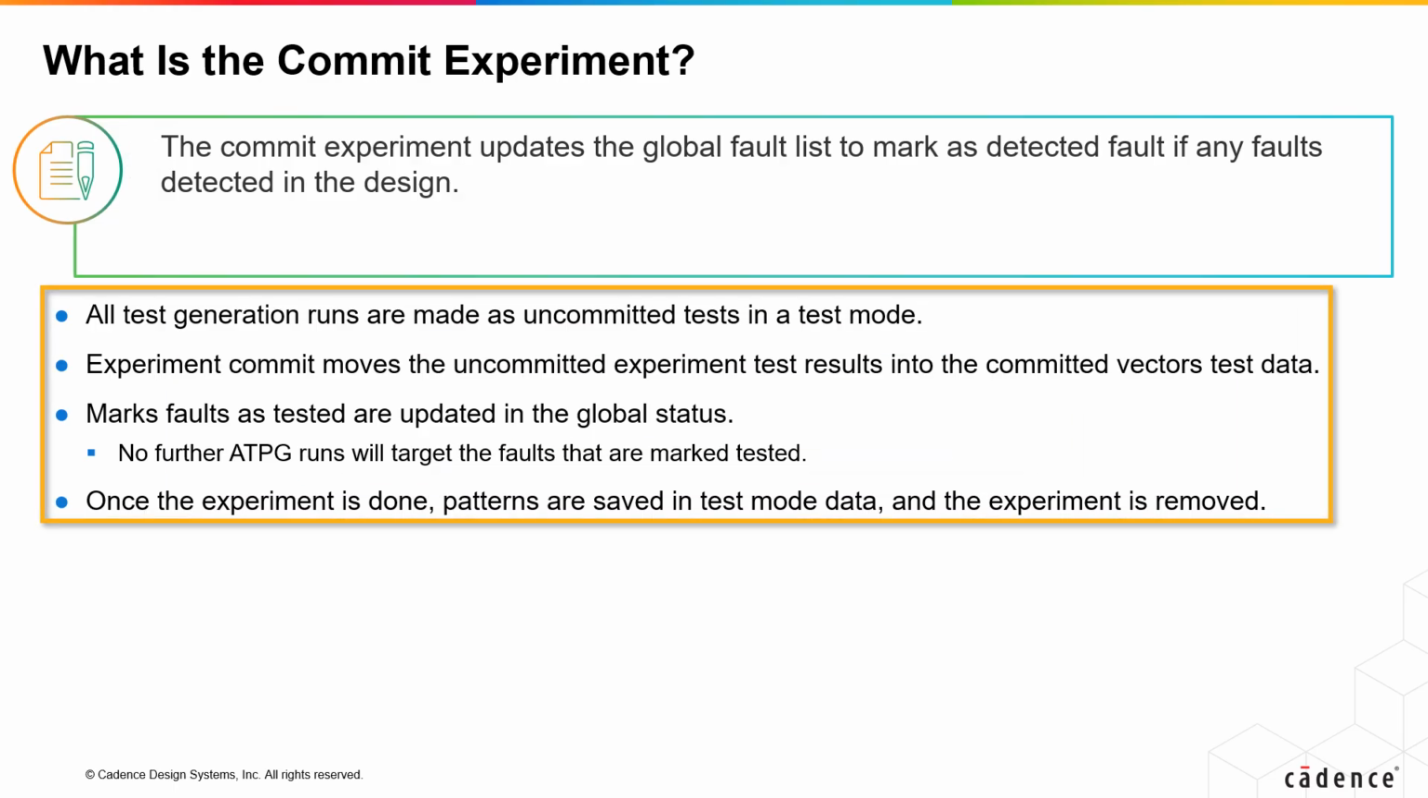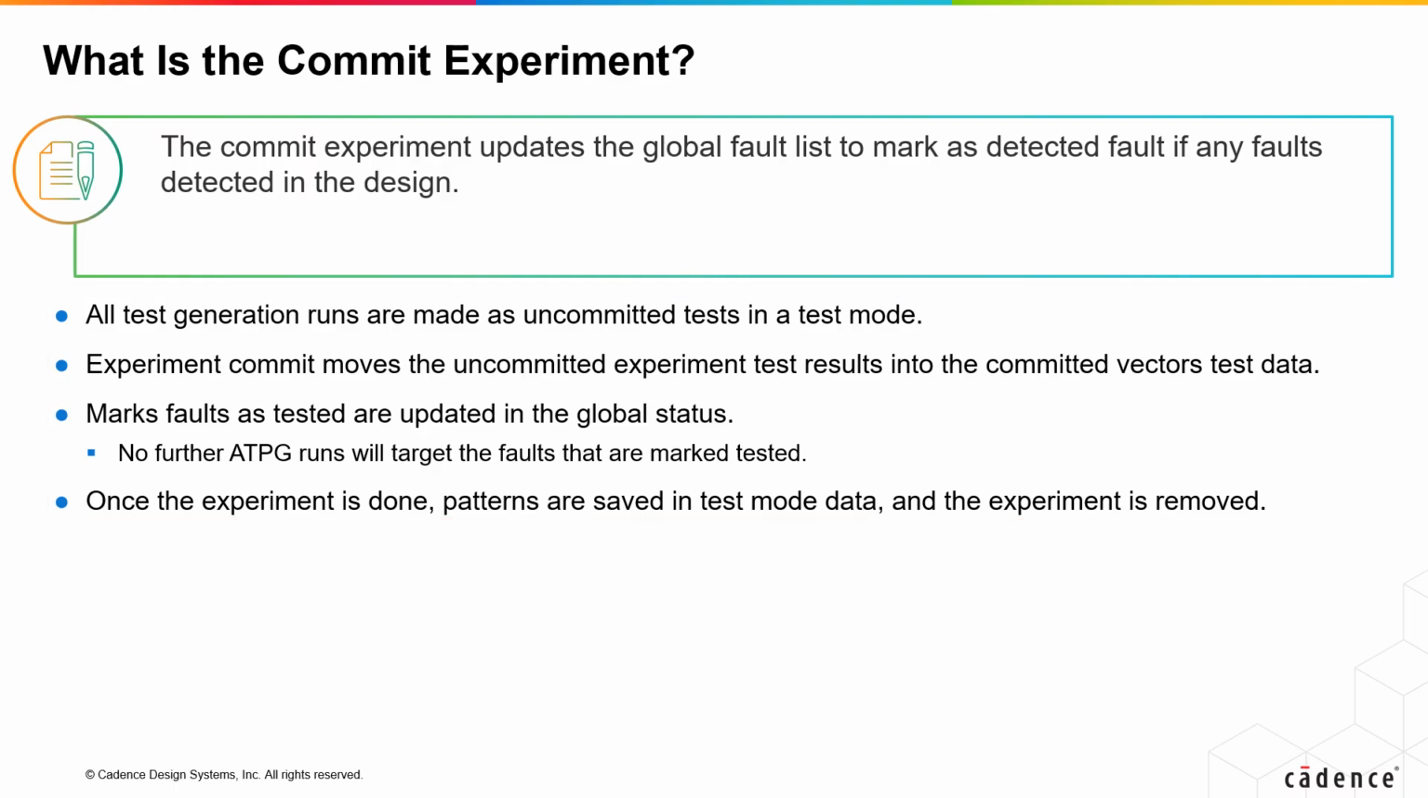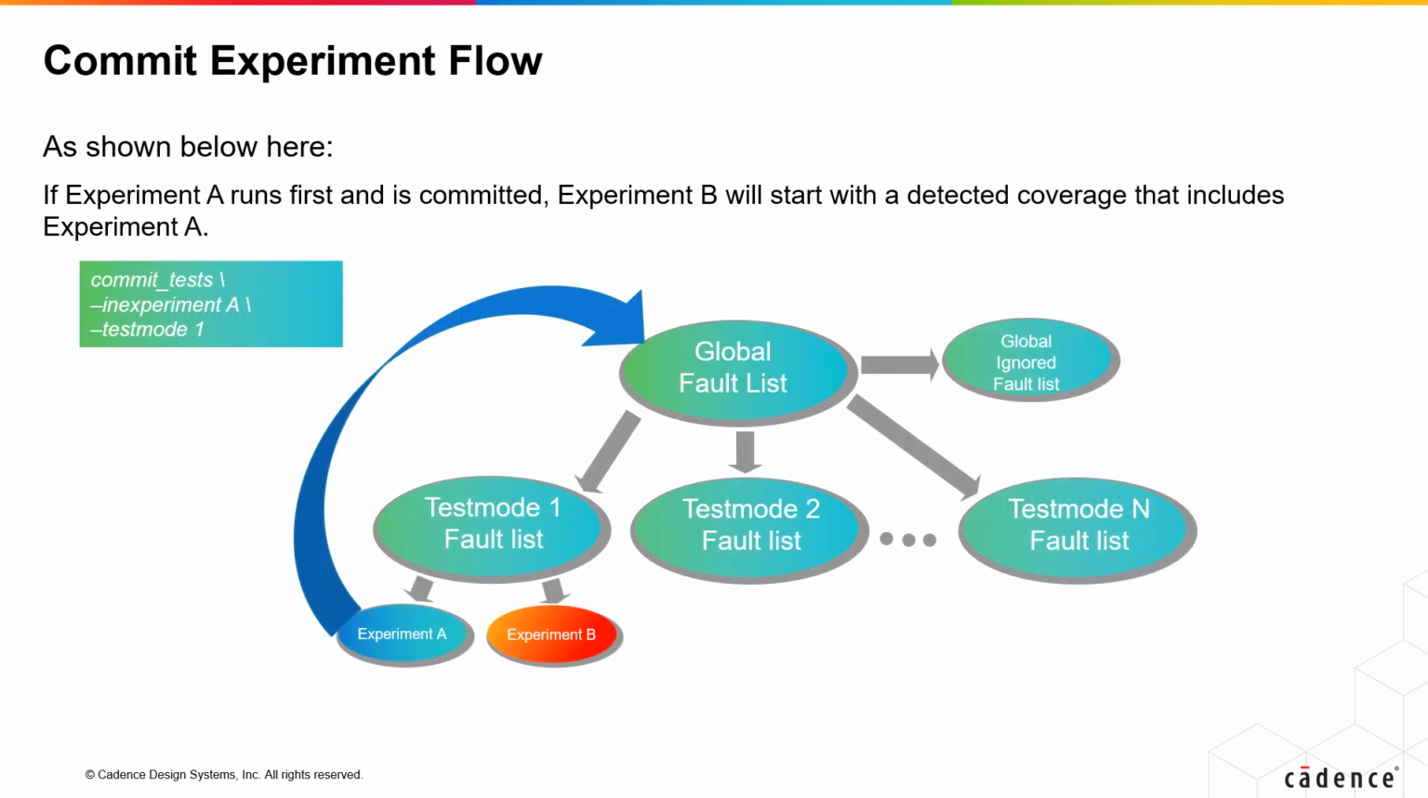All test generation runs are made as uncommitted tests in a test mode. Experiment commit moves the uncommitted experiment test results into the committed vectors test data. Faults marked as tested are updated in the global status. Once the experiment is done, patterns are saved in test mode data, and the experiment is removed. In the diagram below, we can see, if experiment A is run first and committed, experiment B will start with a detected coverage that includes experiment A.